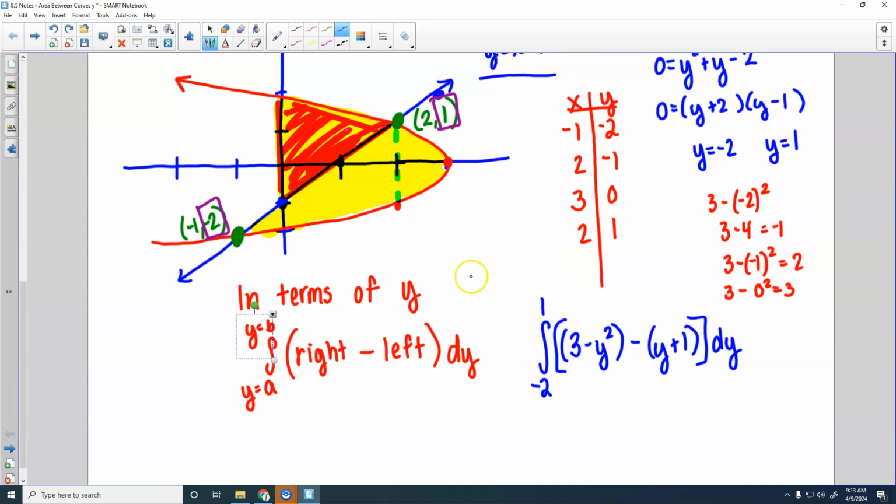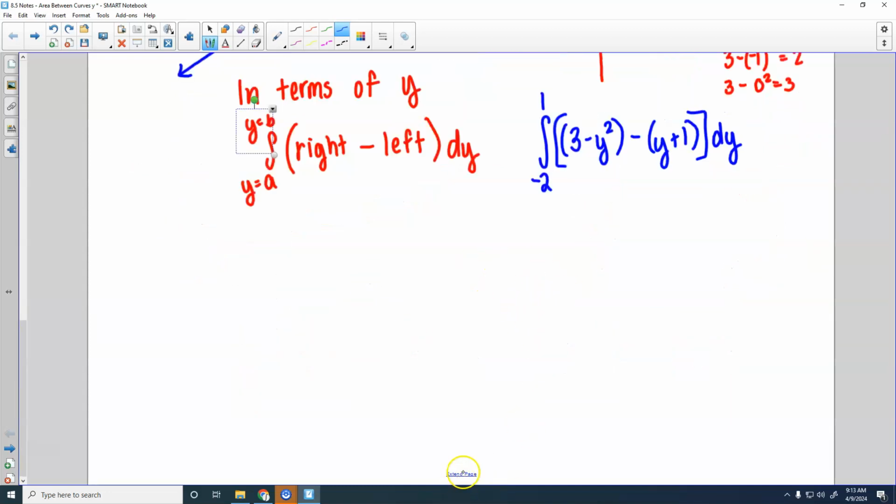Okay, so if we put this together to evaluate, once you get it to this point, it's the same as what we were doing yesterday, except for using a different variable, right? You're just integrating here. So we are going to have, let's do -y squared. We're going to distribute that negative right there, minus y plus 2 dy, integrate from -2 to 1.